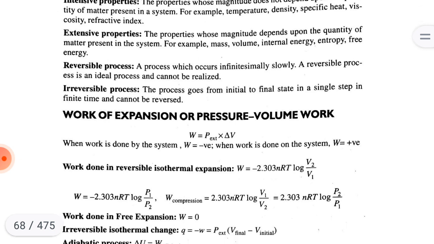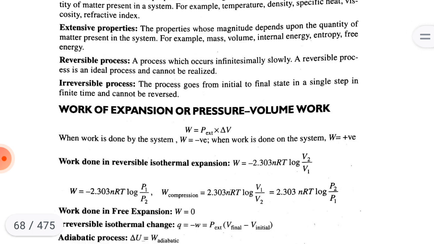Reversible process. A process which occurs infinitesimally slowly. A reversible process is an ideal process and cannot be realized. Irreversible process. The process goes from the initial to the final state in a single step in finite time and cannot be reversed.